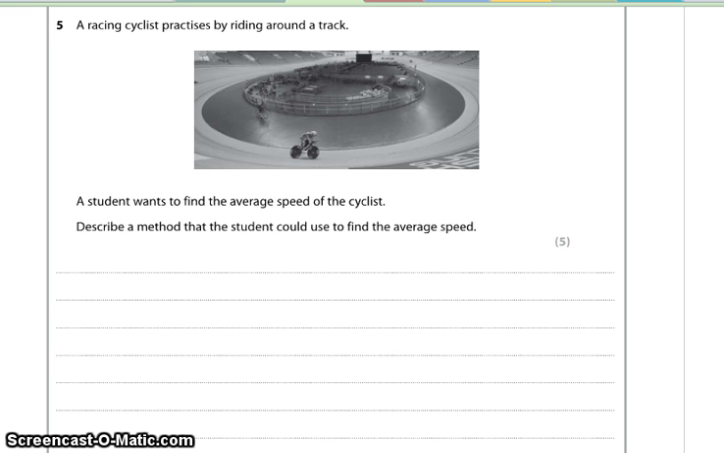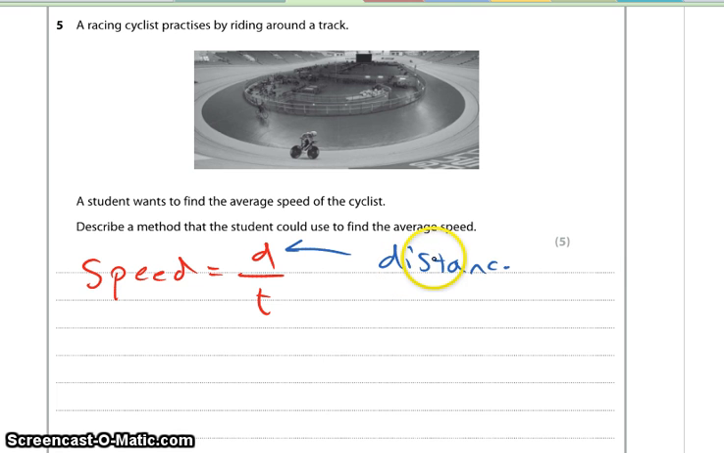Number 5, a racing cyclist practices by riding around a track. The student wants to find the average speed. Describe a method that she could use. Well, first thing is to realise then that speed is equal to distance over time. So what we're looking for then is that we need to make a measure of distance, and we need to make a measurement of time. Now what are we going to use to make those measurements?